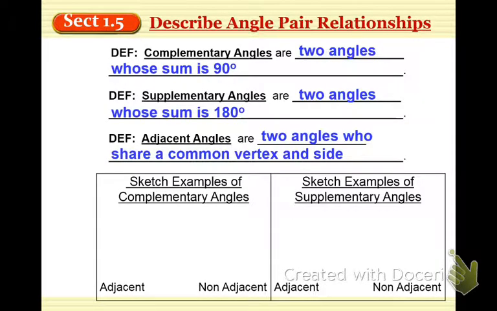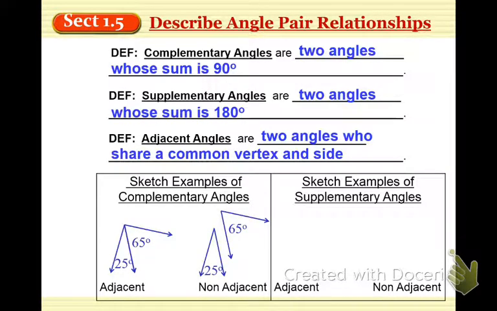You'll see in the examples, here's a pair of adjacent complementary angles. 25 and 65 adds to 90. And these two share a common ray and vertex, right? This line in the middle, that's where they share. They're touching: adjacent complementary angles. Here's an example of non-adjacent. They're not touching, but they still add to 90. Both are complementary.